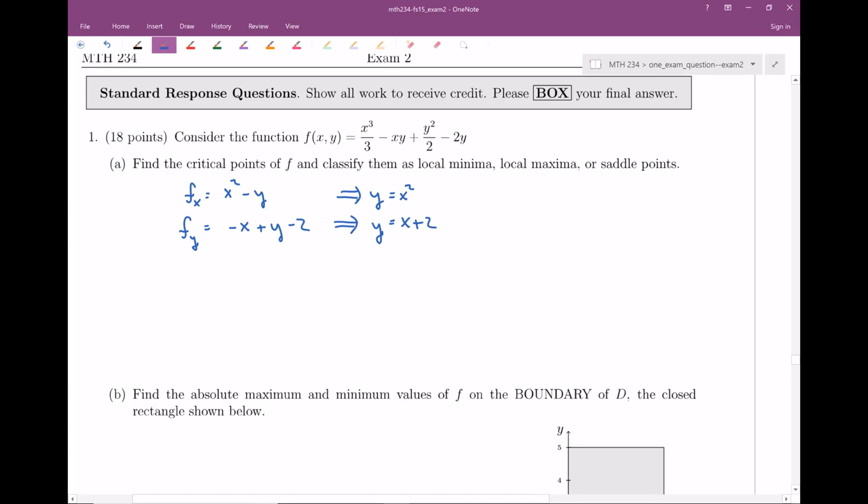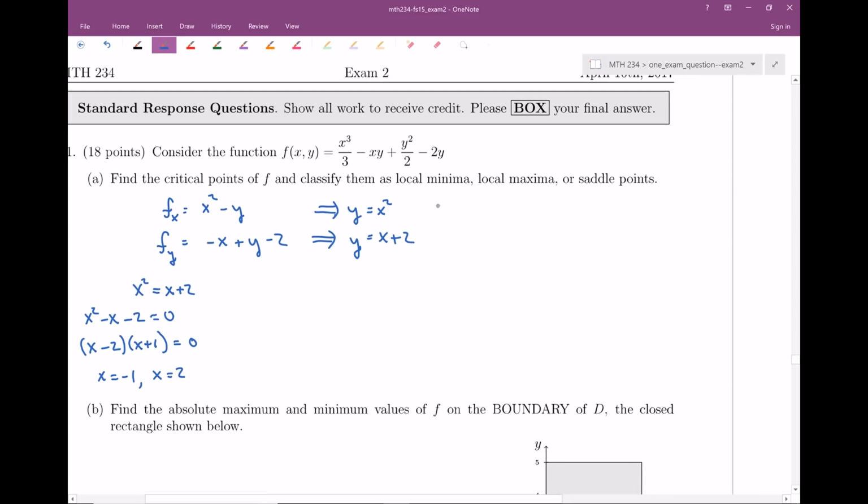And so you can go ahead and sketch this, or you could set them equal to each other. Maybe I'll use the substitution method. So I'll set them equal. I'd have x squared is equal to x plus 2. So this would give me x squared minus x minus 2 is equal to 0. And so if I go ahead and factor that, I think I get x minus 2 and x plus 1. And so that means at x is equal to negative 1 and at x is equal to 2, this is where they intersect. What are the corresponding y values?